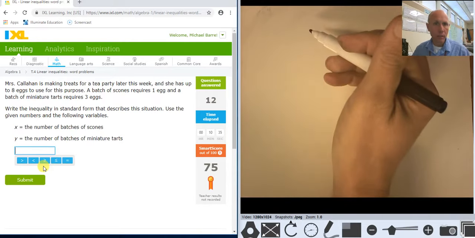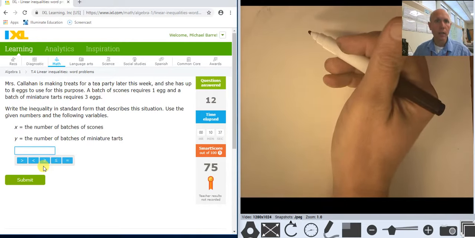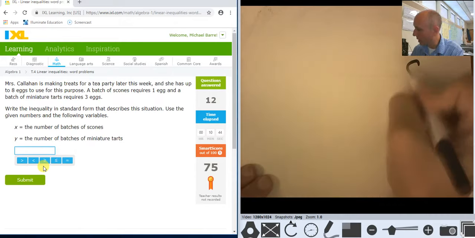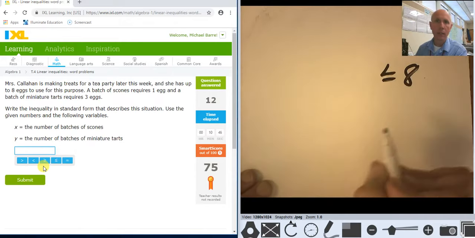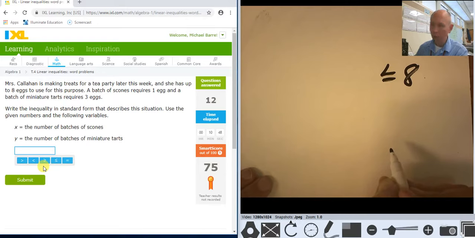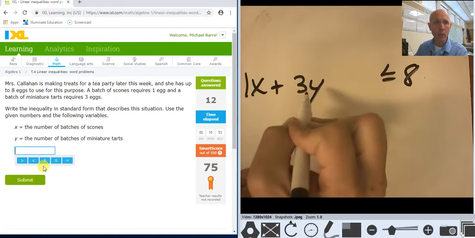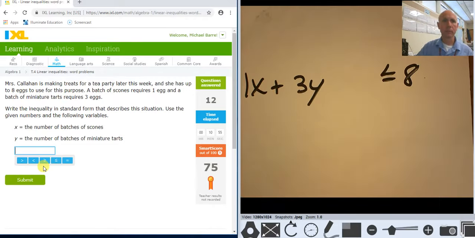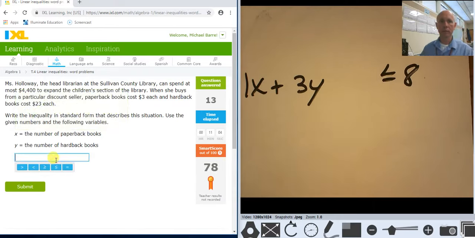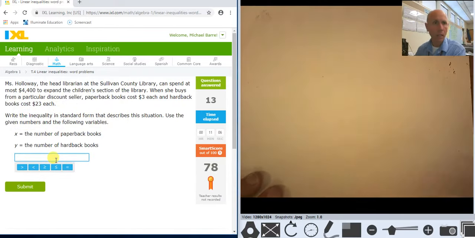She is making treats at a tea party, and she has up to 8 eggs to use. So she can't go over 8 eggs. A batch of scones, so 1x for scones and 3y for miniature tarts. x plus 3y is less than or equal to 8. Oh, one more and I'm at 80.